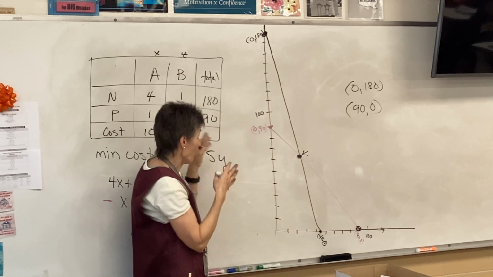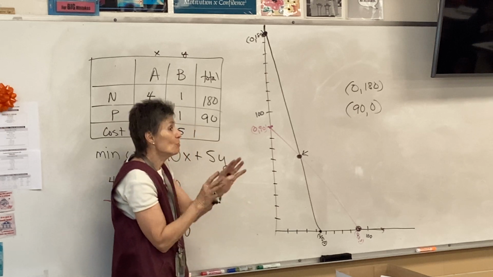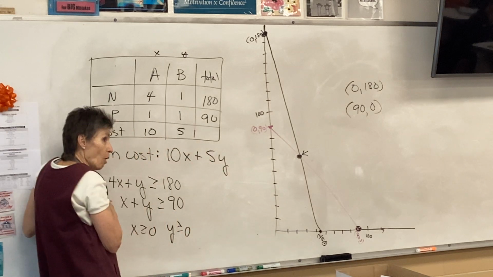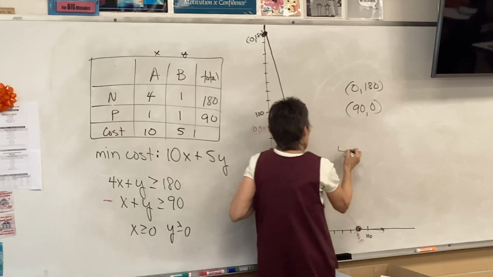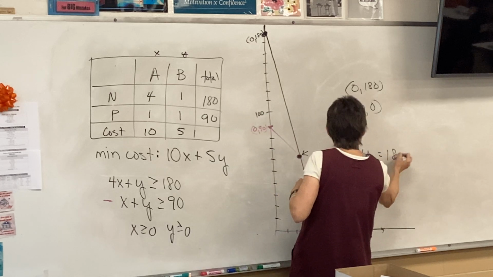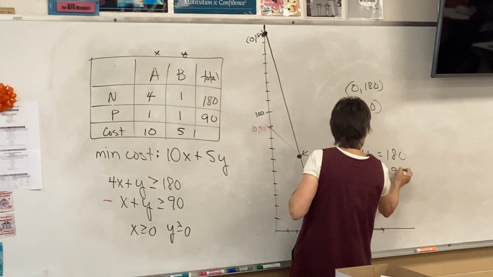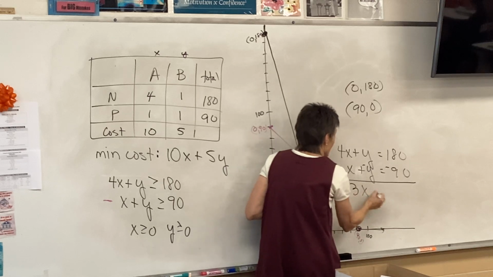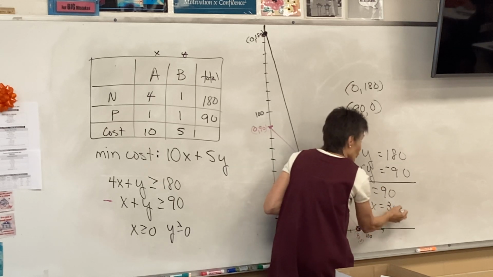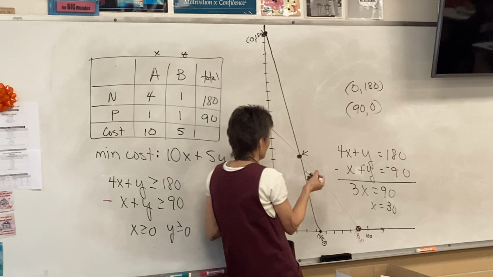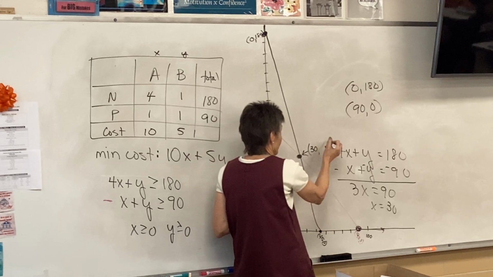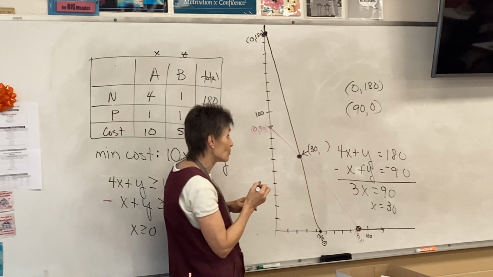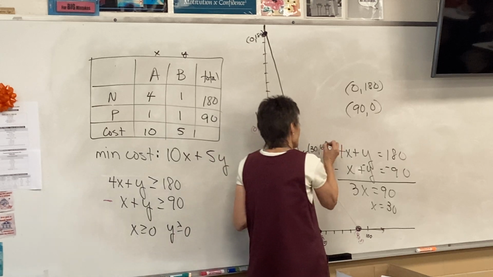Yeah. Now I need to find that corner. There's no way on my grid that I can do that. You might be able to tell, but the best way to do it is to solve this system. So 4x plus y equals 180, and x plus y equals 90. If I do elimination, it looks like x is 30. Everybody keeping up with me? Follow what I just did? Yeah. And if x is 30, then y has to be 60.